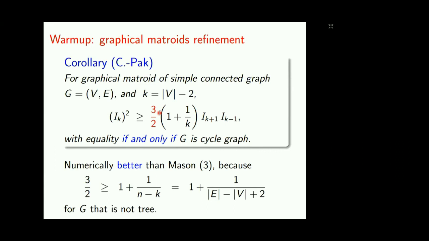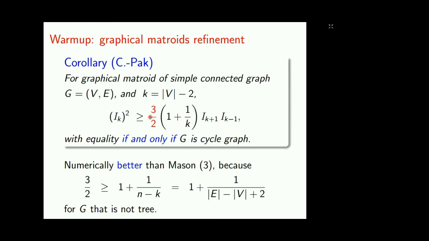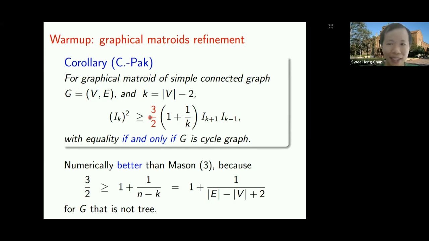Yes. But that means that you don't have a family of inequalities in that case, right? So in this case it's for graphical matroid for any graph, and when the value of k is number of vertices minus 2. For other values of k, we have other numbers instead of this 3/2. Okay. Yes. I just chose this one because it's the easiest one to write. Yes. Thank you for the good question.